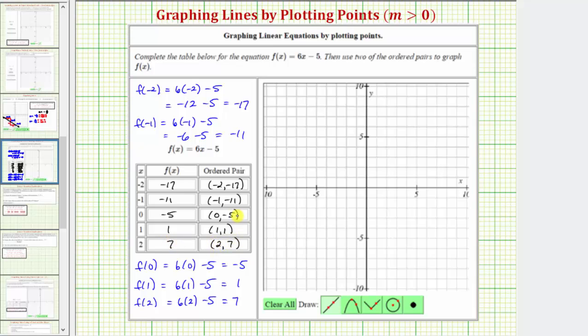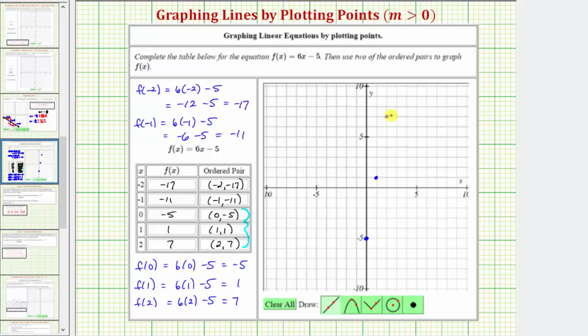And now we'll plot at least two of these ordered pairs to graph f(x). Notice how the scaling on the horizontal and vertical axes go from -10 to positive 10. So let's go ahead and plot these 3 points here. So (0, -5) would be the vertical intercept, this point here. Then we have (1, 1), so from the origin, right 1, up 1. And then for (2, 7), from the origin, right 2, up 7.